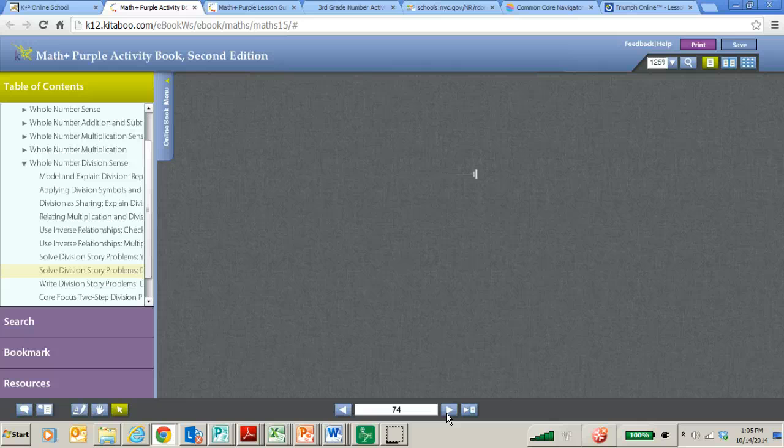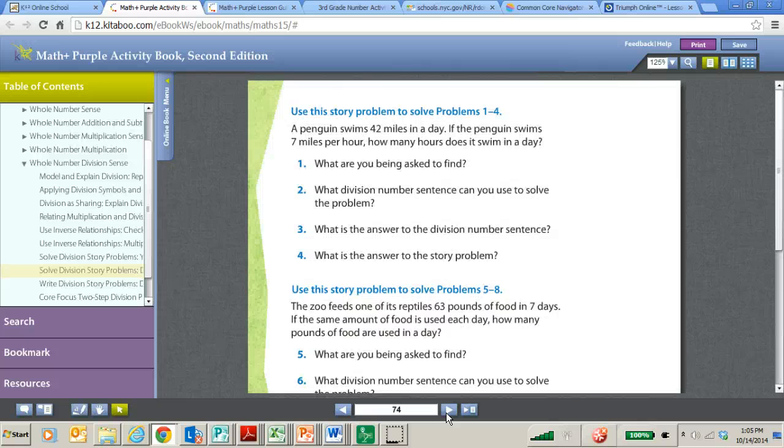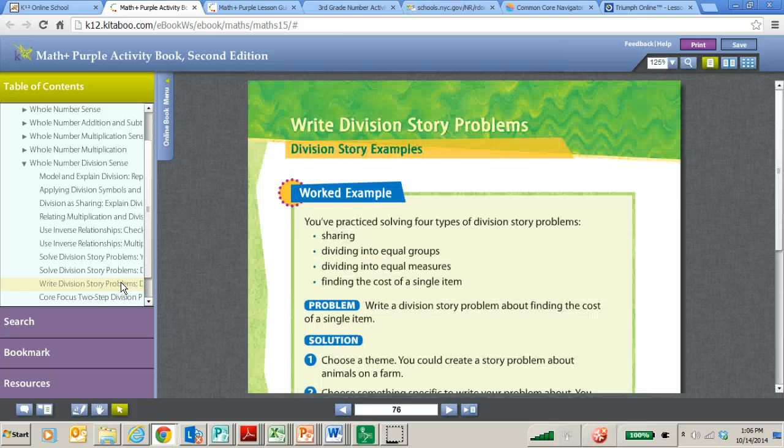There are quite a few problems with word problems, and it says, what are you being asked to find? What division number sentence can be used to solve this problem? What is the answer to the division problem? And then what is the answer to the story problem? So sometimes things have multiple steps, which we're going to find out in the core focus as well.